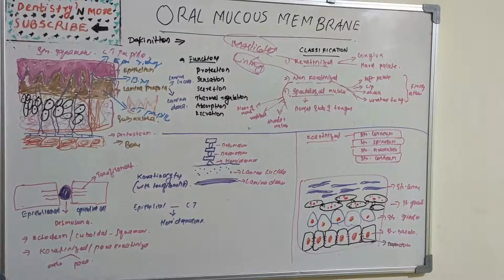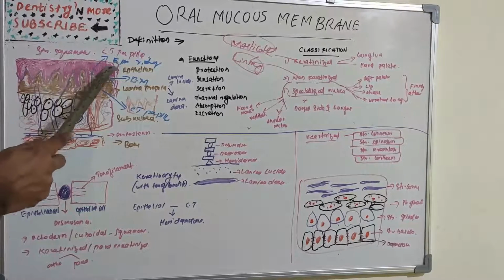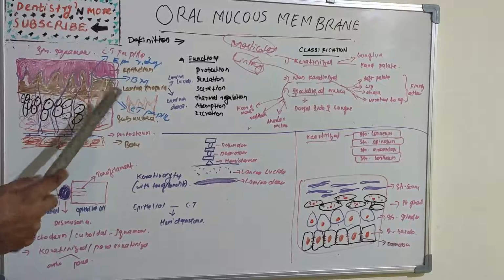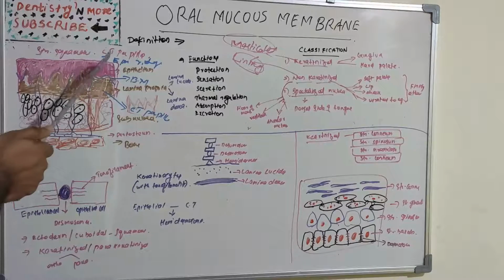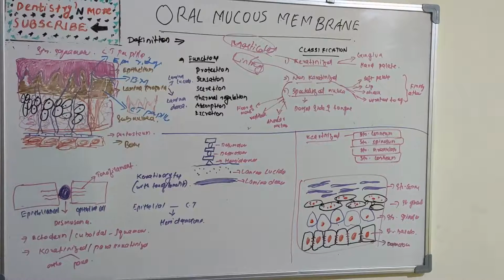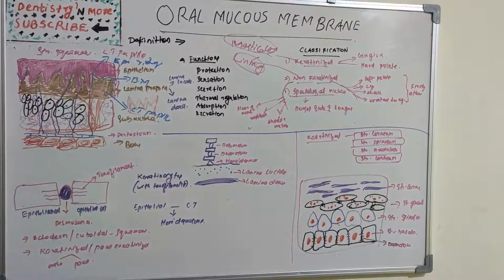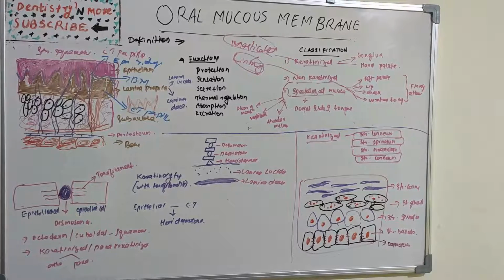So we have epithelium here, the pink one, lamina propria here, and submucosa, that is a layer which is underlying the mucosa. So this is the oral mucosa, and underlying the mucosa is the submucosa. And we have periosteum here, that is the outer part of bone, and the alveolar bone. So that is an oral mucous membrane.